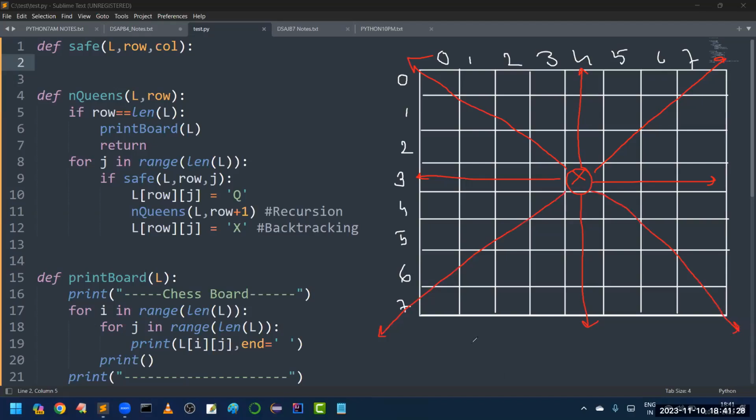In total, how many cases are we going to get? 1, 2, 3, 4, 5, 6, 7, 8 cases will be there. By using some elimination method, I'm going to remove some cases. What is that elimination method? I will explain. But as of now, this is what the safe function is doing. Is it clear for you people? Please confirm.